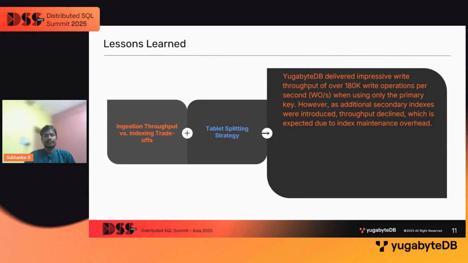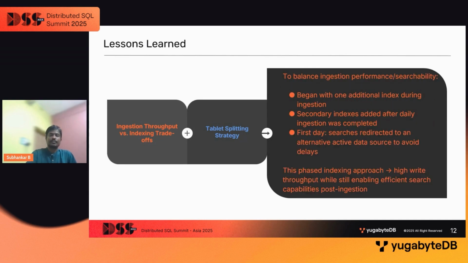So to maintain the average peak TPS of 40 to 80,000, we went for a single index for the first day itself, and non-key query searches were redirected to another active alternate data source to avoid any delays. Secondary or backfill indexes were added after the first day was completed. With this approach, we were able to achieve that peak TPS of 40,000 to 80,000 with 30 nodes.